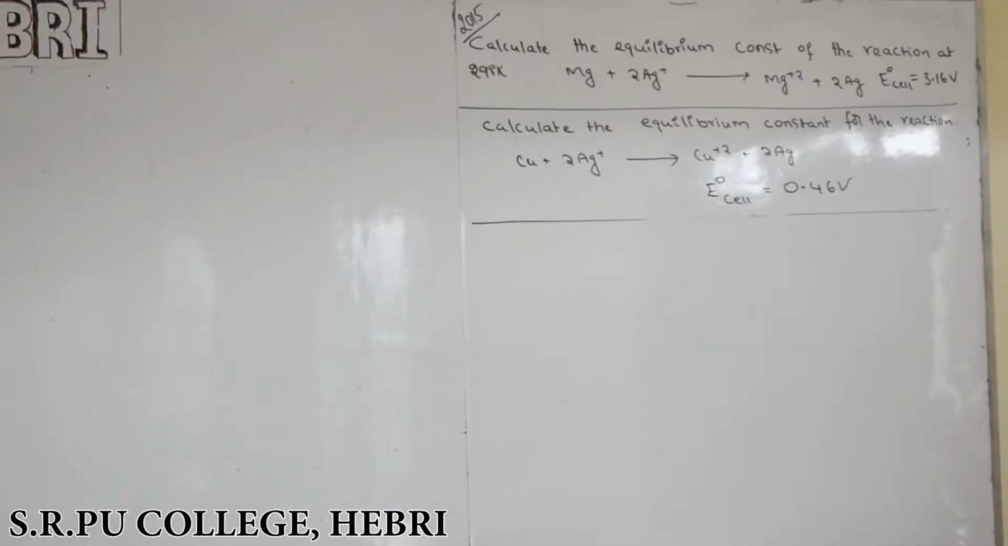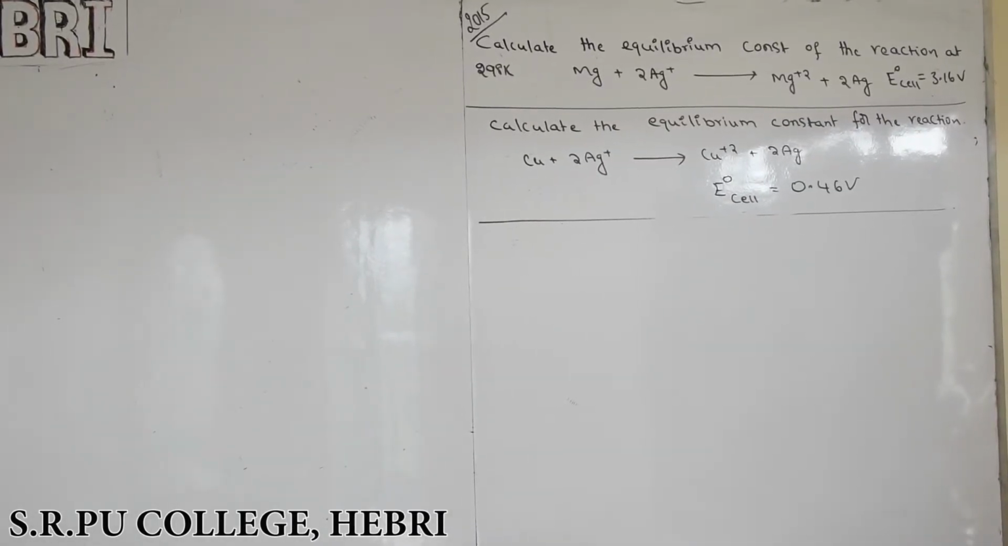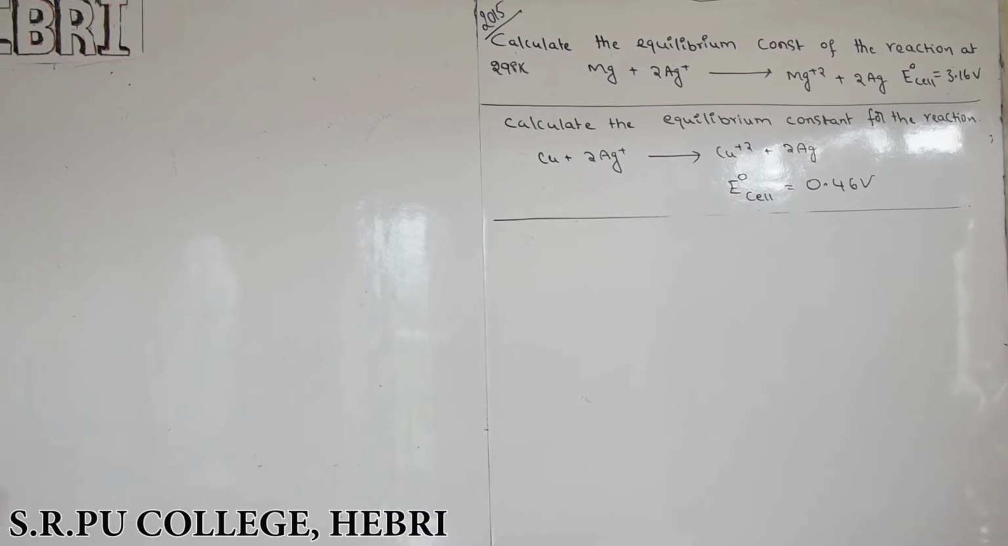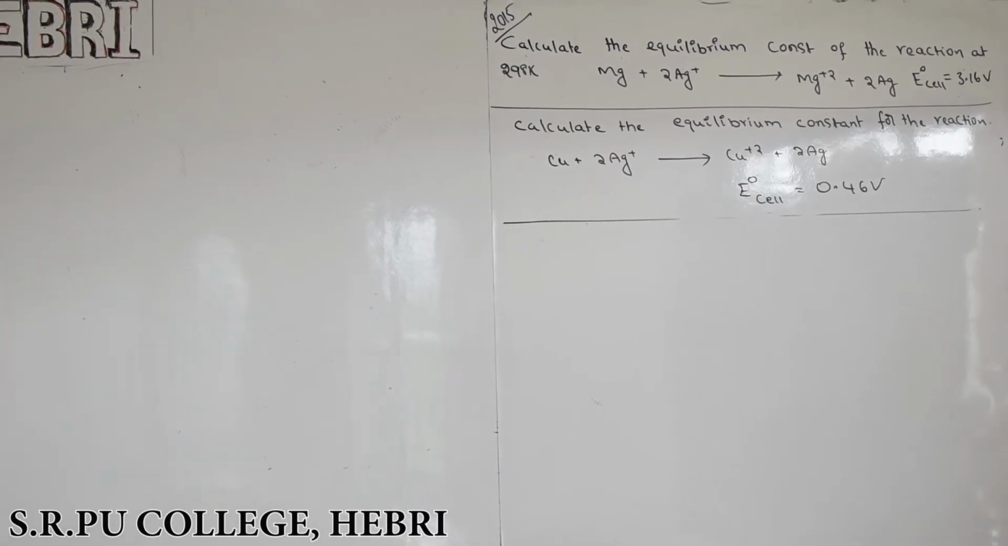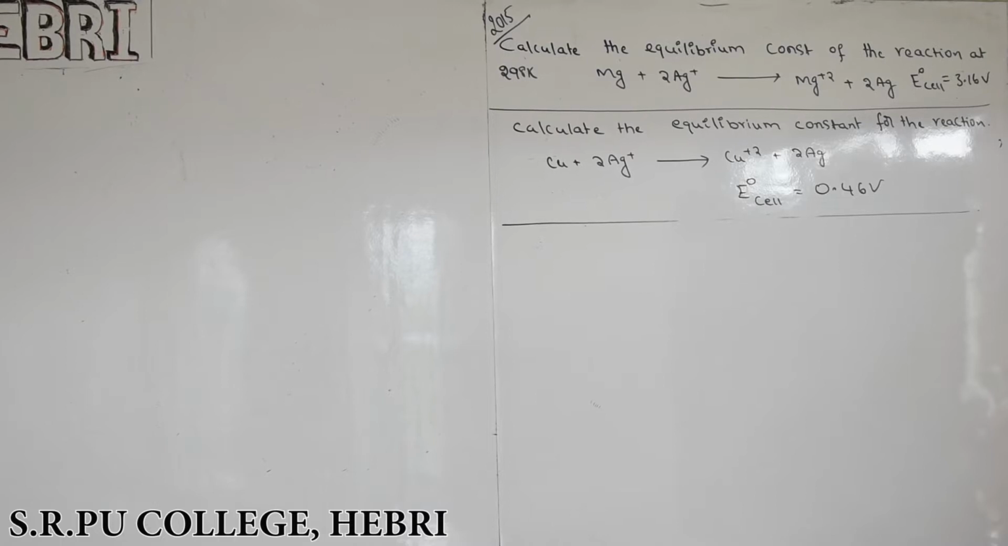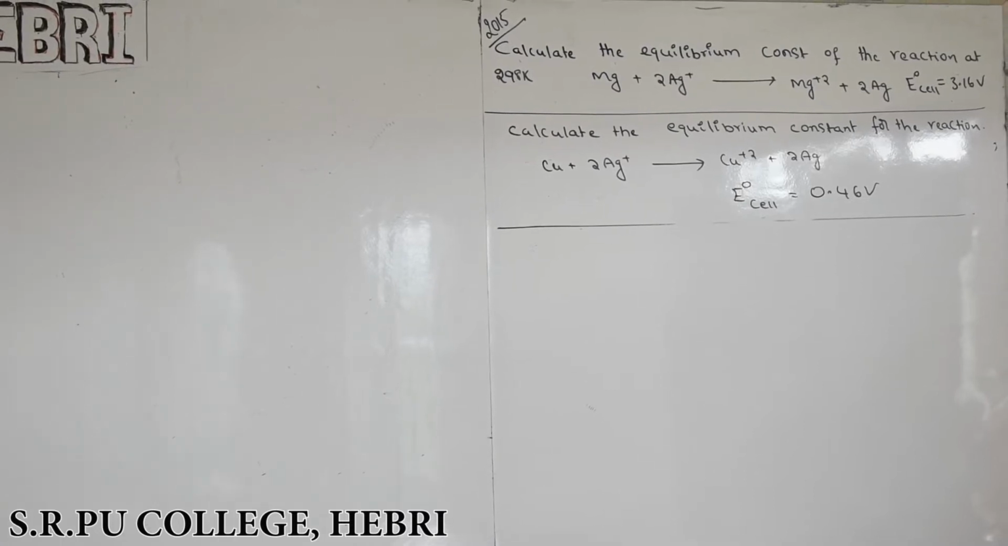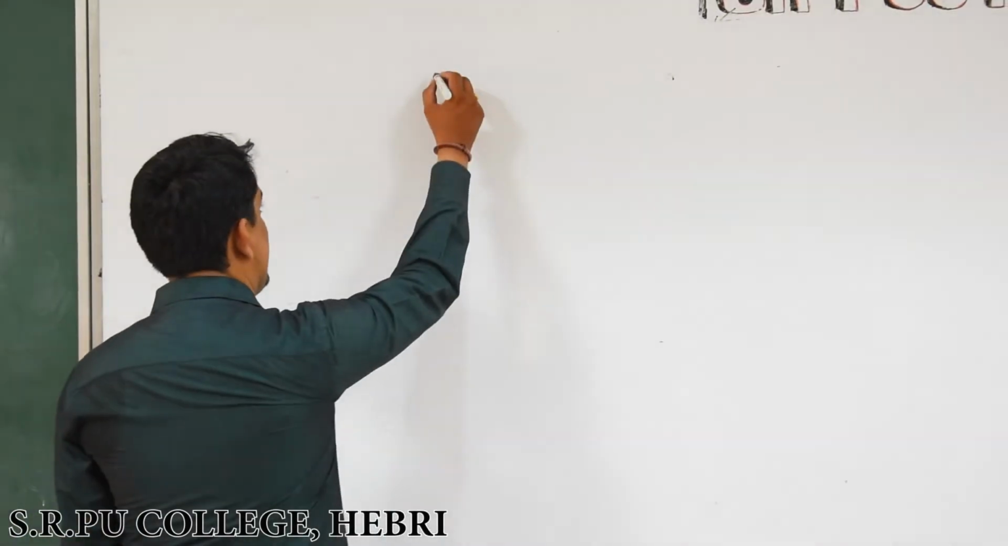Calculate the equilibrium constant of the reaction at 298 Kelvin. There is a chemical equation given. Along with that, they are giving you the hint of E naught of the cell, 3.16 volt. So let me solve it here. Let me write the data.